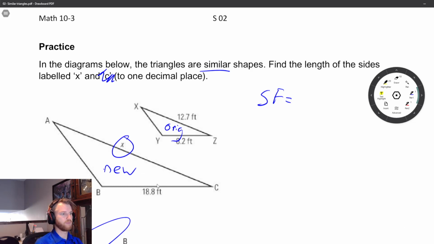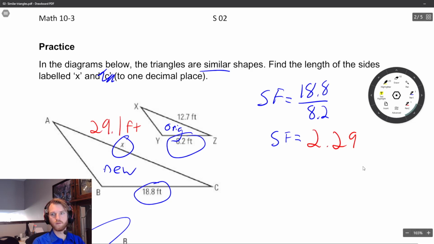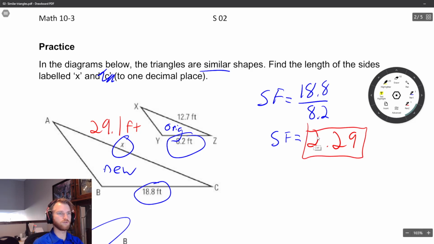So I need to find a pair of sides. So this one and this one, 18.8 feet and 8.2 feet. 18.8 feet divided by 8.2 feet, that's my new divided by my original, to get my scale factor. Once I have that, I'm just going to take 12.7 and multiply it by the scale factor to get my answer. If you put 18.8 divided by 8.2 in your calculator, you will get 2.29. That is your scale factor.